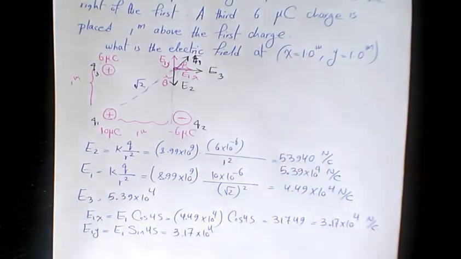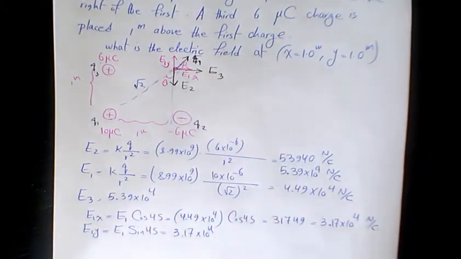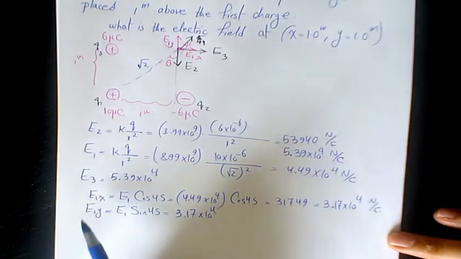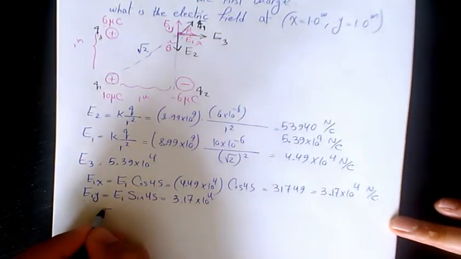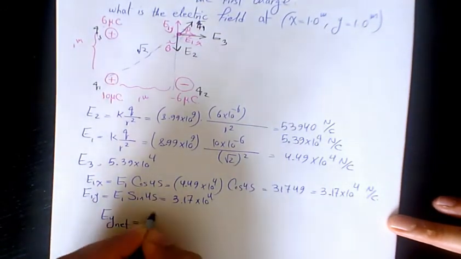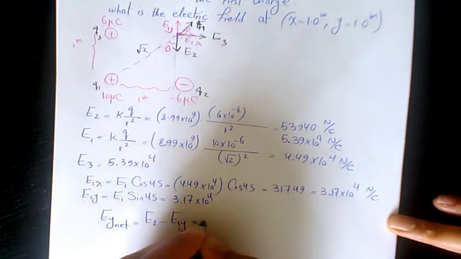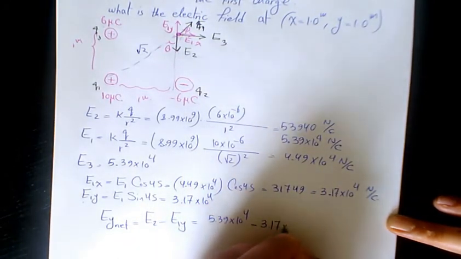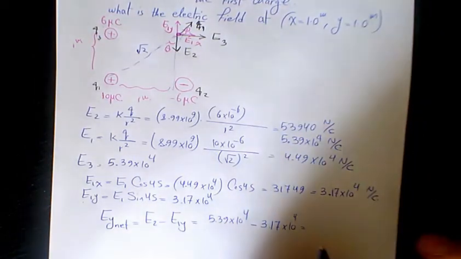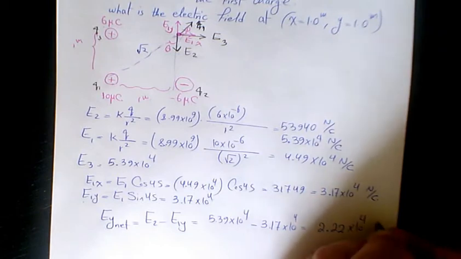Now we need to find E net. E1y and E2 are in two different directions. Which one is bigger? E1y is 3.17 and E2 is 5.39. So E2 is greater, and Ey net is going to be E2 minus E1y, which is 5.39 times 10 to the power 4 minus 3.17 times 10 to the power 4. That is going to give me 2.22 times 10 to the power 4 Newton per Coulomb.